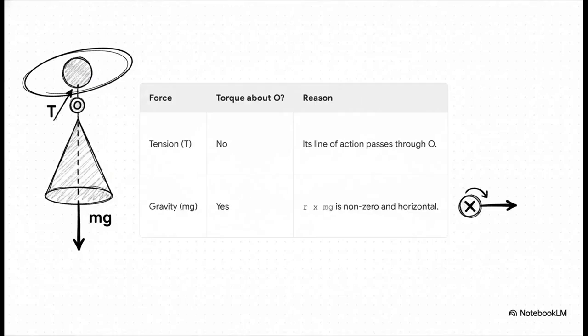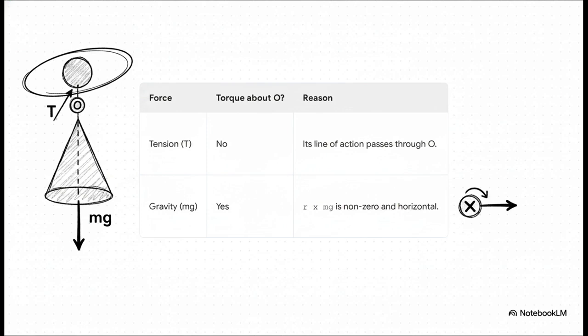Let's break down the forces acting on the ball. We've got the tension in the thread, T, and we've got gravity, mg, pulling it down. Now, think about the tension force. It's always pulling directly through our pivot point, O. A force that goes right through the pivot point has no leverage, right? It can't cause a twist. So tension creates 0 torque. That one's out.